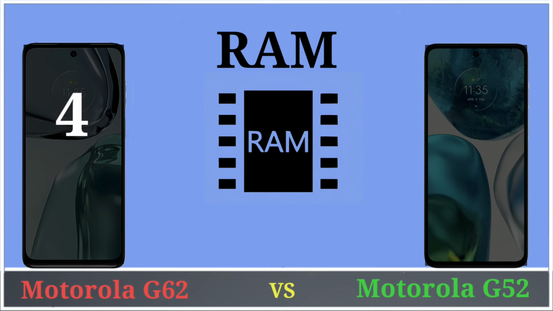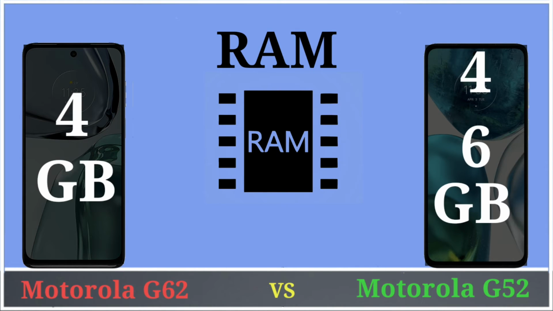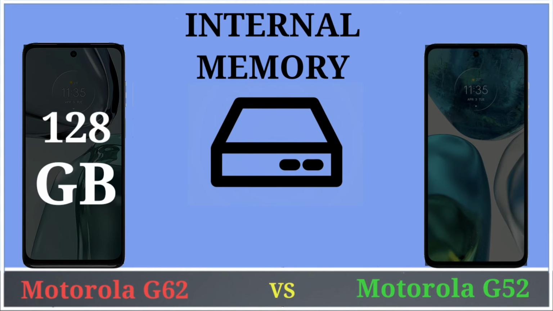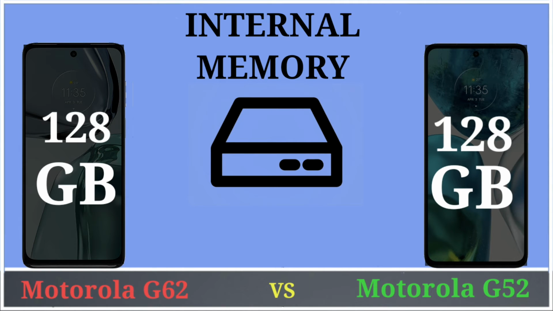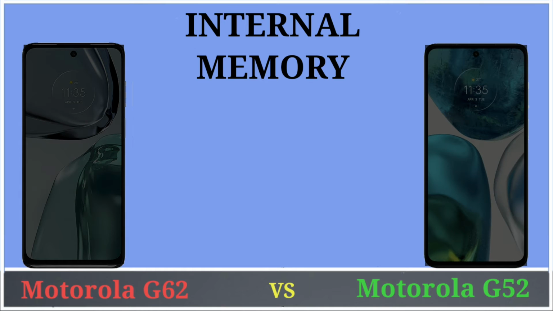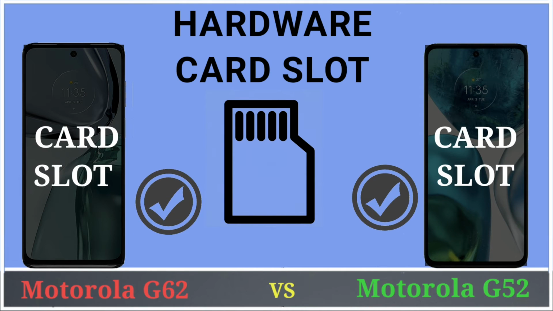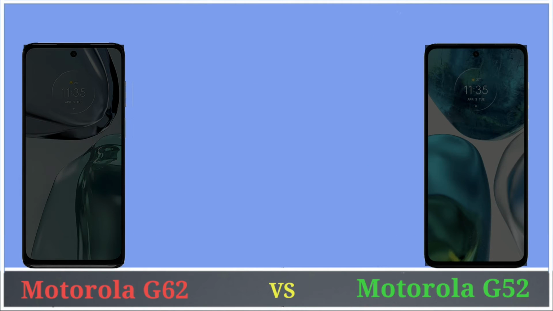RAM: Motorola G62 has a 4GB RAM variant and Motorola G52 has 4GB and 6GB RAM variants. Internal storage: Motorola G62 has 128GB internal storage and G52 also has the same 128GB internal storage. Card slot: Motorola G62 has an SD card slot and G52 also supports an SD card slot.